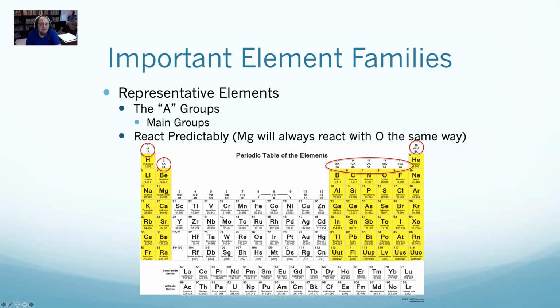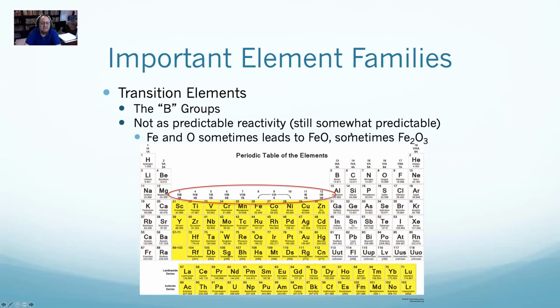Anything in a B column is what is called a transition element. Transition elements are not so simple. They don't always react the same. In fact, not only do they not always react the same within the family, they don't always react the same with themselves. Iron and oxygen can sometimes be FeO, sometimes be Fe2O3, which are called iron(II) oxide and iron(III) oxide. We'll come back to that. Transition elements are a pain to deal with. We won't deal with them as much.